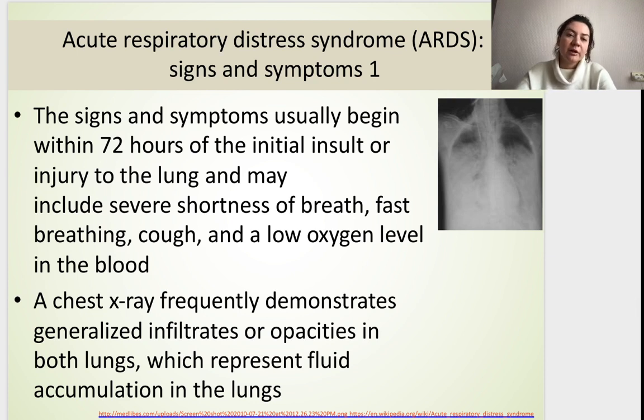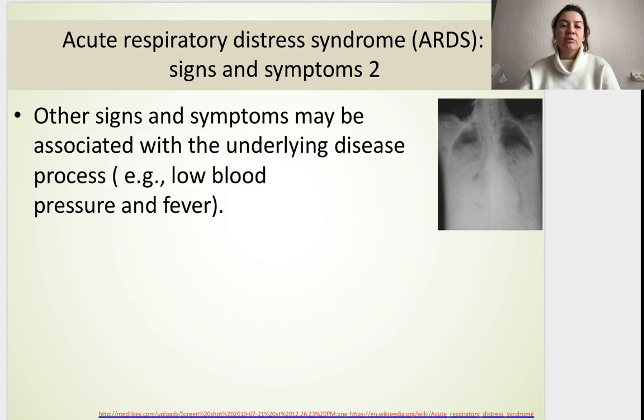Signs and symptoms of acute respiratory distress syndrome. The signs and symptoms usually begin within 2 to 72 hours after the initial insult or injury to the lung, and may include severe shortness of breath, fast breathing, cough, and low oxygen level in the blood. A chest X-ray frequently demonstrates generalized infiltrates or opacities in both lungs, which represent fluid accumulation in the lung. Other signs and symptoms may be associated with the underlying disease process, like low blood pressure and fever.